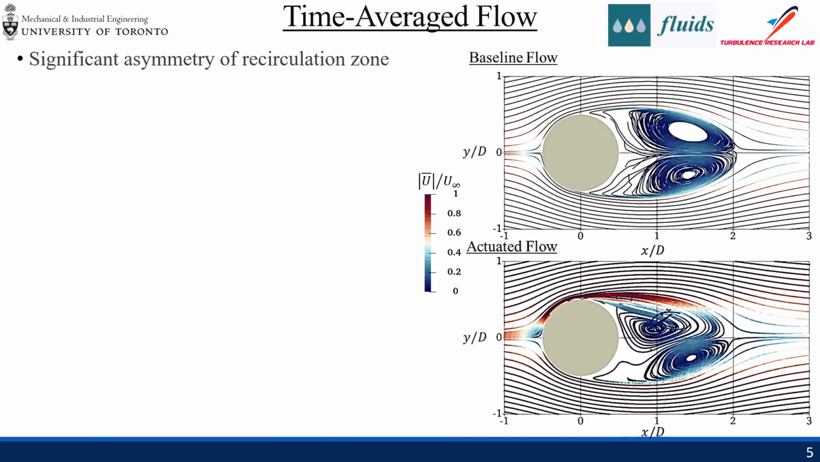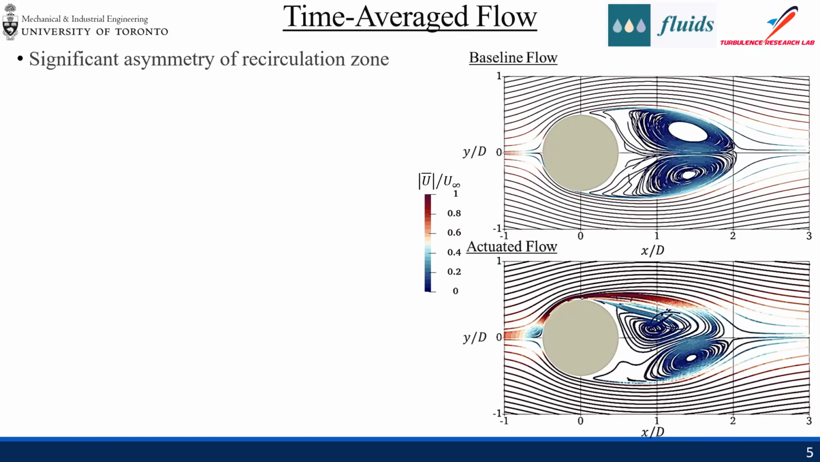So, starting the results section with some time-averaged streamlines. On the upper right, we have the baseline case, not overly exciting. Just two primary recirculation bubbles, and the profile is symmetric, which makes sense. The geometry itself is symmetric.